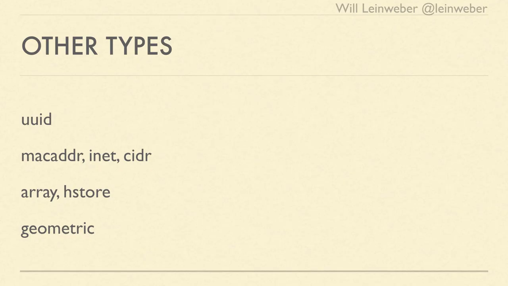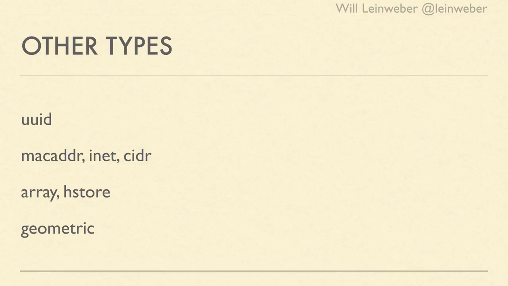So there's a whole bunch of other data types. I'm not going to go into each and every type. But some of the ones that I use a lot, UUID is very nice so that you know that the format's going to be 100%, the version 4 UUID. MAC address, INET and CIDR, this can be helpful.